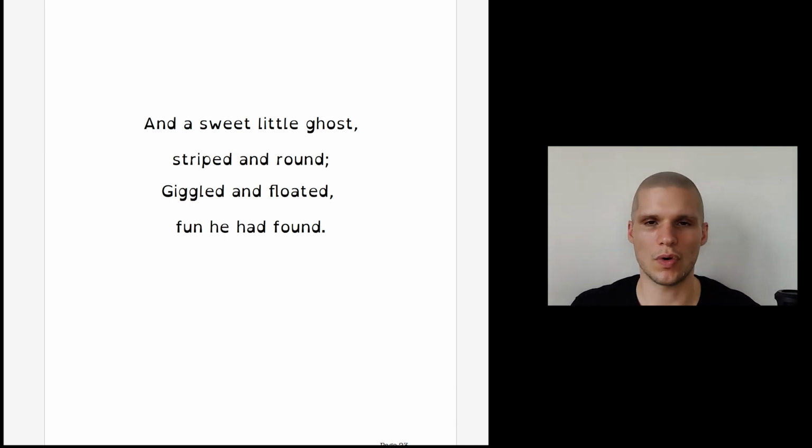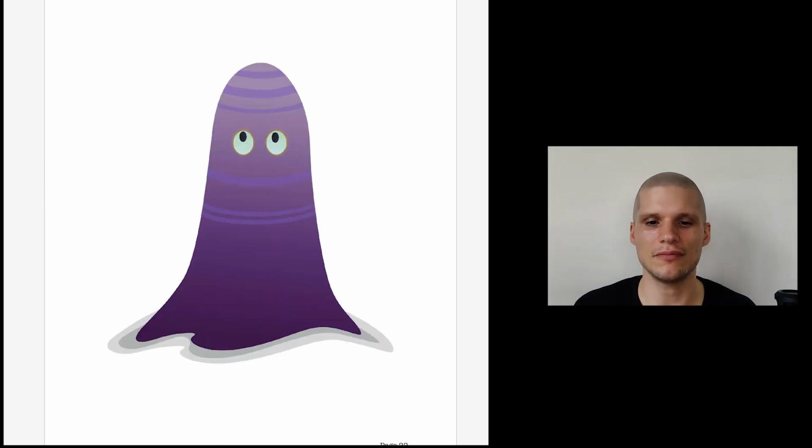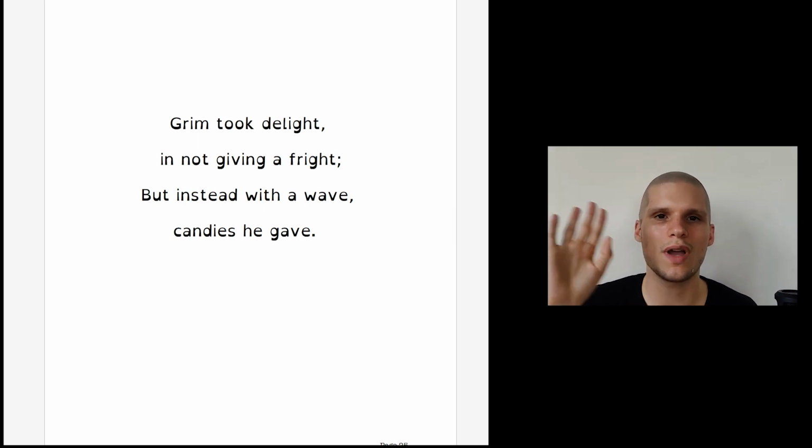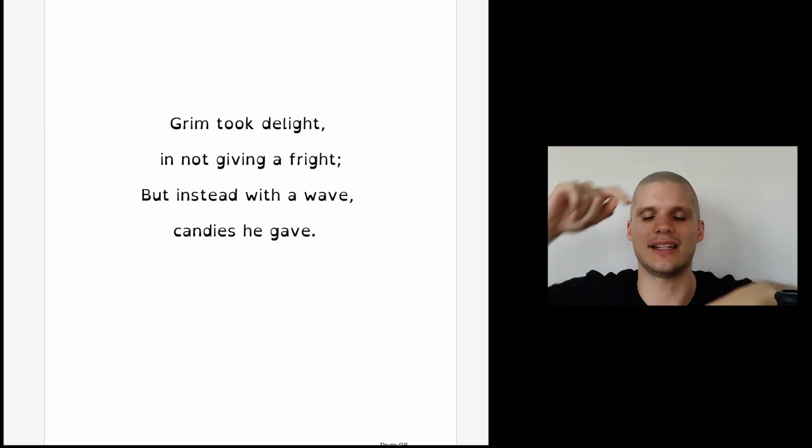Remember, in English, if you want to sound poetic, you can change words. So normal English, giggled and floated, he had found fun. But with poetry, fun he had found. And the ghost with the purple stripes and two eyes looking up. Grim took delight in not giving a fright, but instead with a wave, candies he gave. So to take delight, to enjoy, to get pleasure, very good, you like it. And not giving a fright, not scaring anyone, but instead, not this, but that, instead with a wave, candies he gave. Candies, again, switched words, he gave candies he gave.